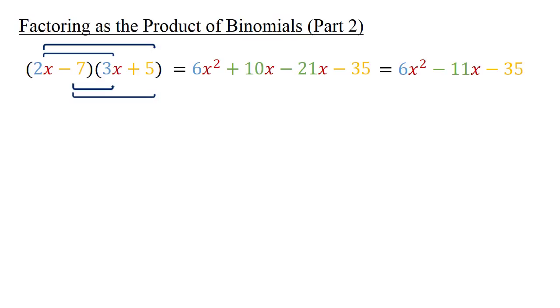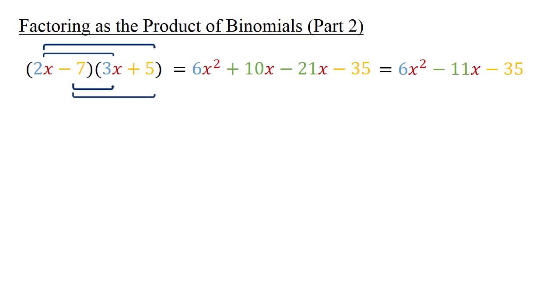And then the negative 35 in yellow at the end of our last expression, we go back and we see, oh, negative 7 and 5, those are both yellow. That's where it came from. So that negative 35 is formed by the end values in each of our two binomials. And then the negative 11 is formed by combining the blues and the yellows, blues and the yellows making green. So the 2 and the 5 making a green 10, the negative 7 and 3 making a green negative 21. Those two combine and make the negative 11.